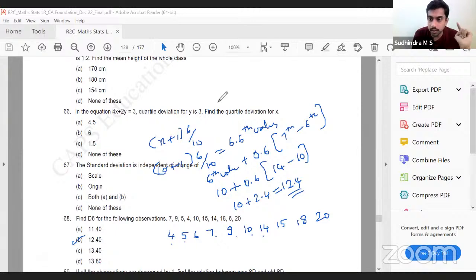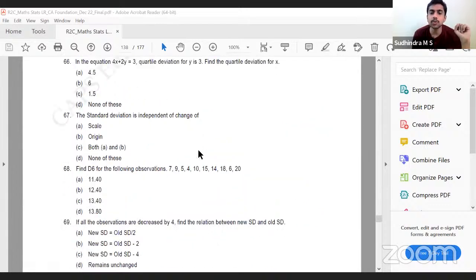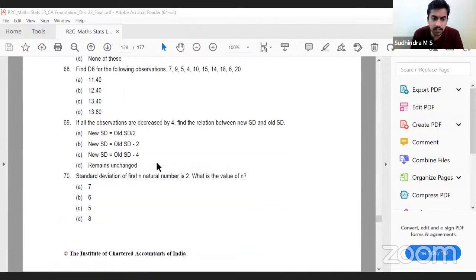That is question number 68. Next question. If all the observations are decreased by 4, find the relation between new standard deviation and old standard deviation. Remains unchanged. Decreased by 4 is change of origin, doesn't get affected. So remains unchanged. Standard deviation of first n natural numbers is 2.